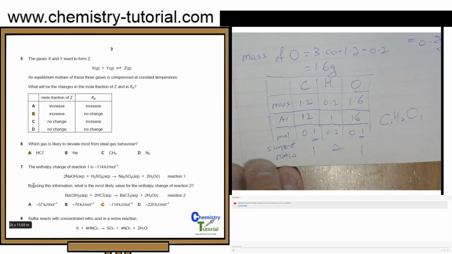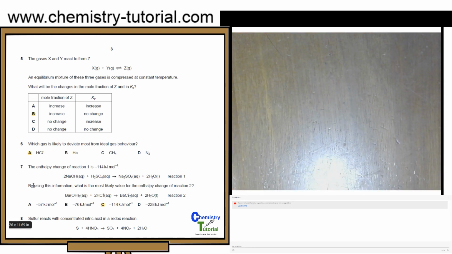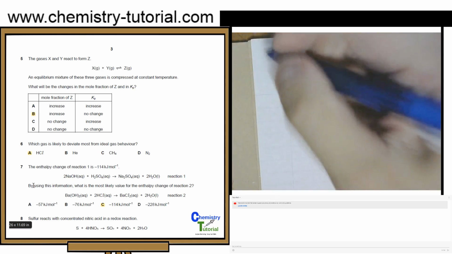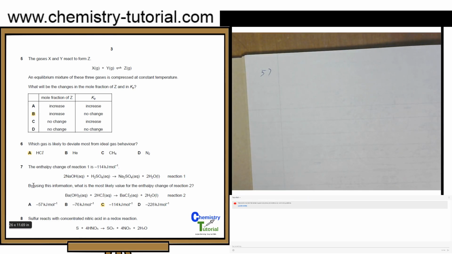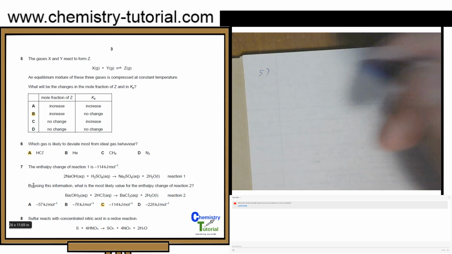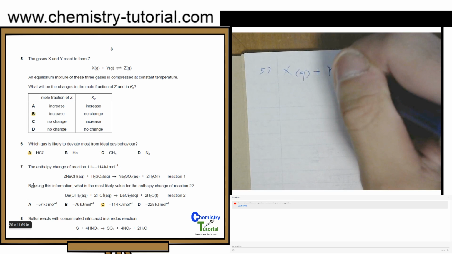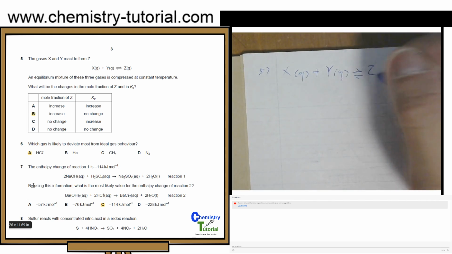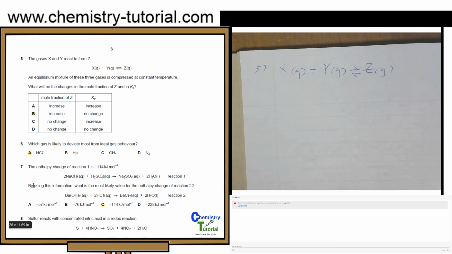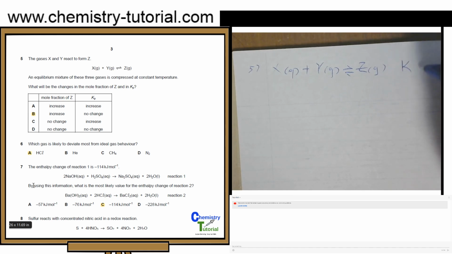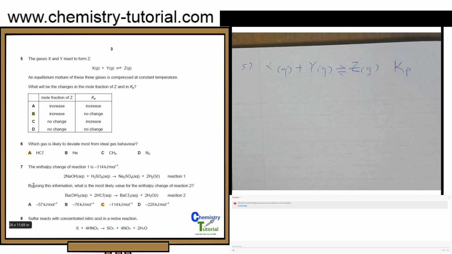Question 5. The gases X and Y react to form Z. At equilibrium, an equivalent mixture of these three gases is compressed at constant temperature. What will be the change in the mole fraction of Z and in Kp? So let me write out the equilibrium reaction first. So we have gaseous X plus gaseous Y to give us gaseous Z. Now, since this is an equilibrium reaction, that means we need to apply Le Chatelier's principle. At the same time, there is an equilibrium constant K. In this case, it will be Kp because this is a gaseous system.